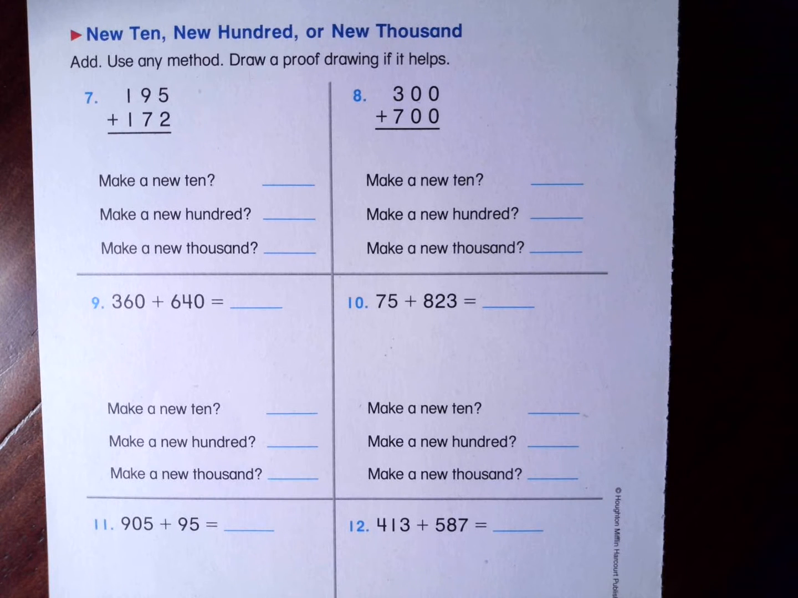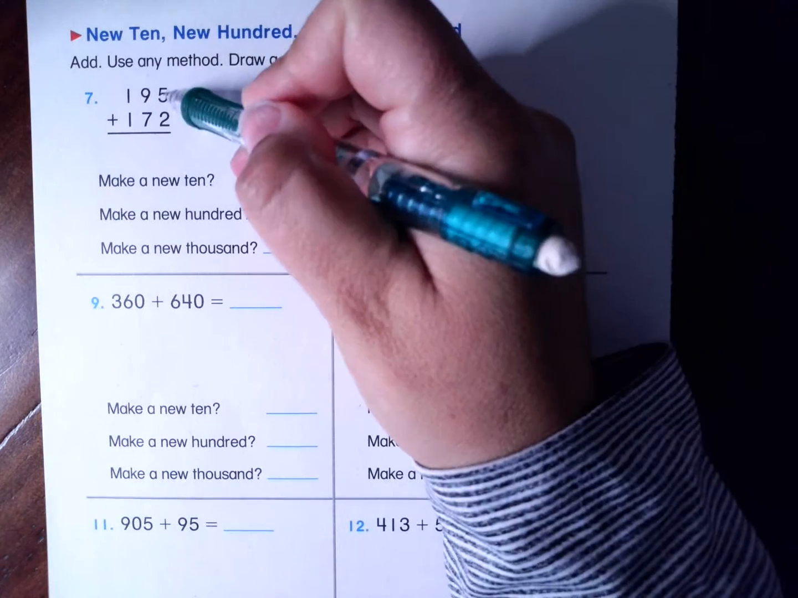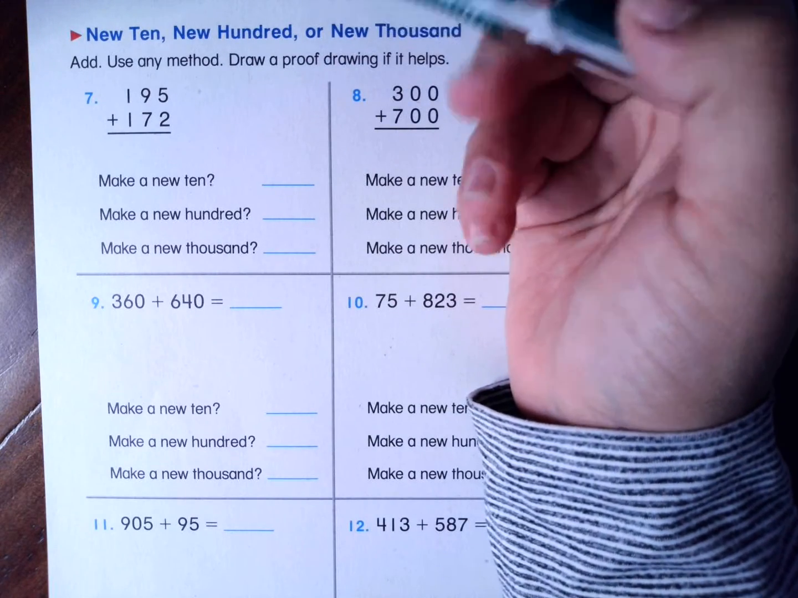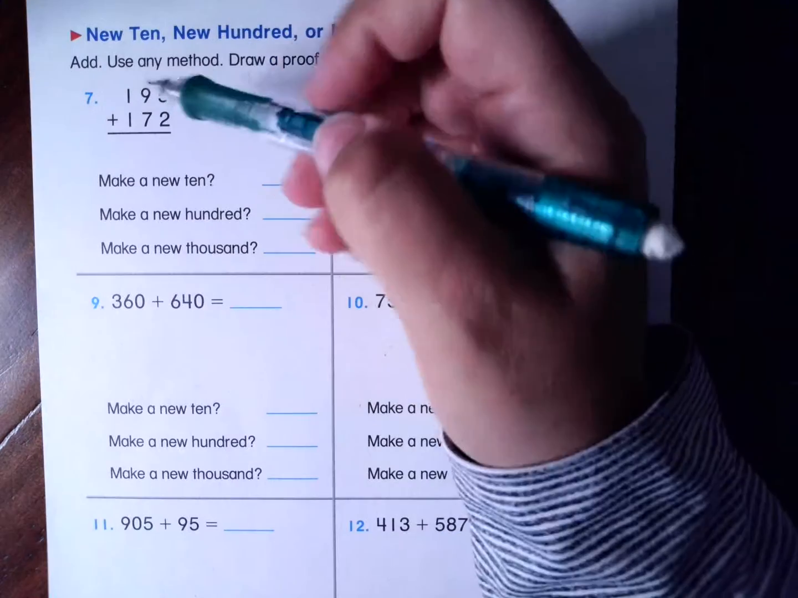Now, you might be thinking, oh my gosh, 1,000? Wow, Mrs. Peterson, these numbers are getting pretty big. But don't worry, I have another trick for you. Okay, so let's start with number 7. You will have the opportunity to go ahead, but we're going to do number 7 and number 8 together.